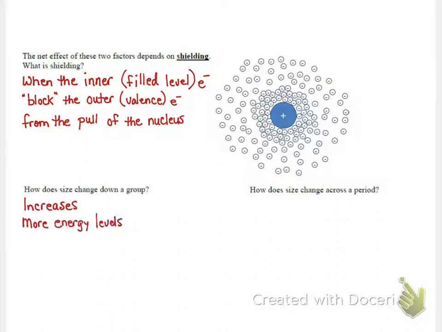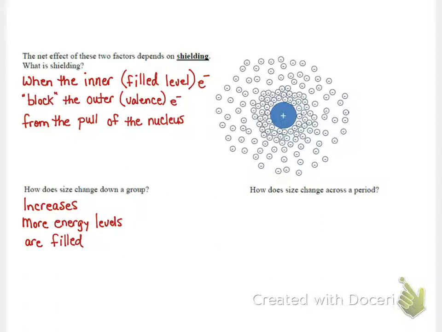So size changes as you go down a group. It increases as more energy levels are filled. The electrons are going to get further and further away from the nucleus, and the atom gets bigger.